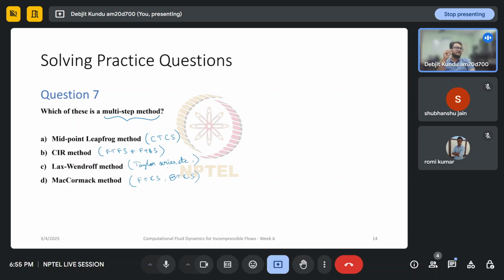Oh no, the spatial thing also changed. So FTFS, FTPS.